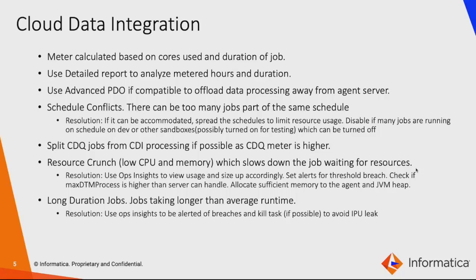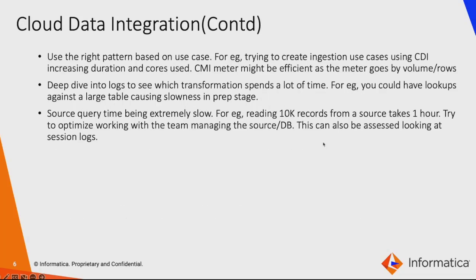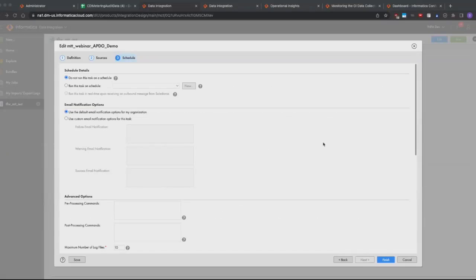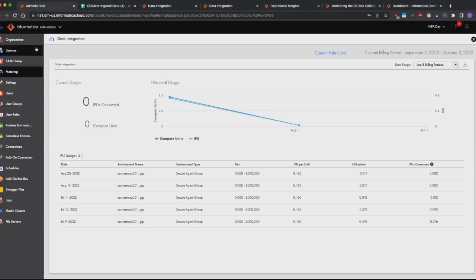So let's jump on to the metering dashboard to show you how to look at the detailed report and also look at the metering numbers for you to start your analysis, right? So just give me 1 second. So the first place that you would look for the metering dashboard is going to be your admin console. You're going to your metering tab, and then once you go to your metering tab, you might have to click on that specific service.